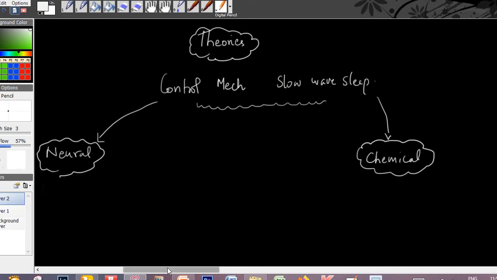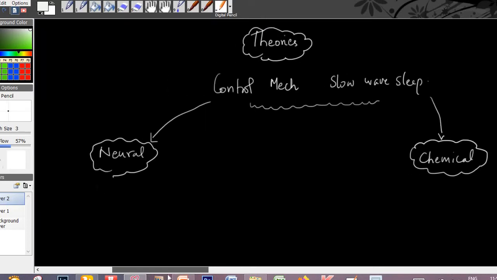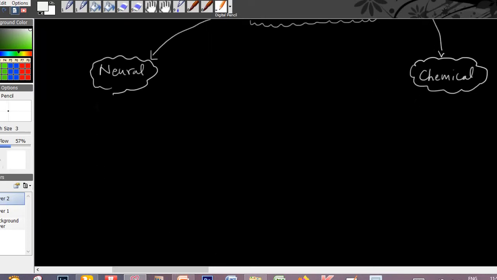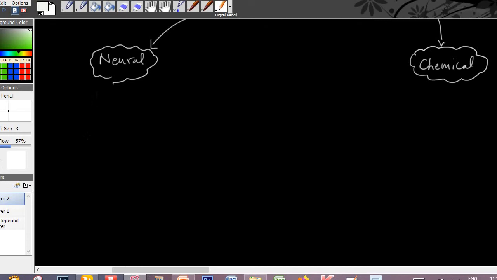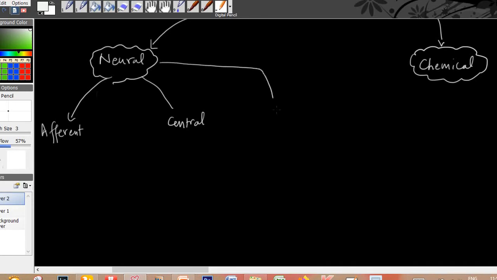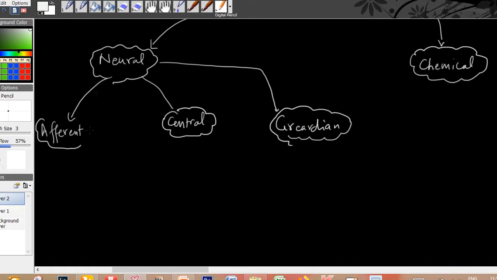In the neural mechanisms we have efferent, central and circadian mechanisms. So three mechanisms: the efferent mechanism, the central mechanisms, and the circadian mechanisms.